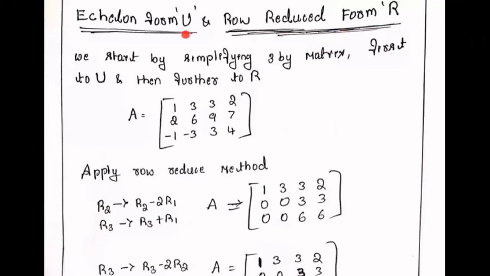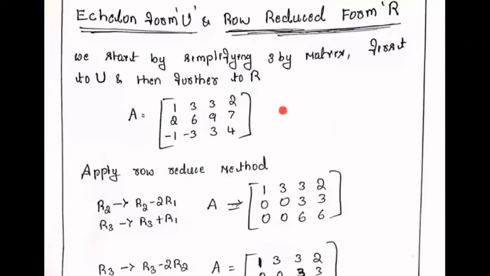I think you have done some of these things in mathematics also. Your echelon form is represented by U, and the next one, row reduced form, is represented by capital R. We'll see what this echelon form and this row reduced form are.